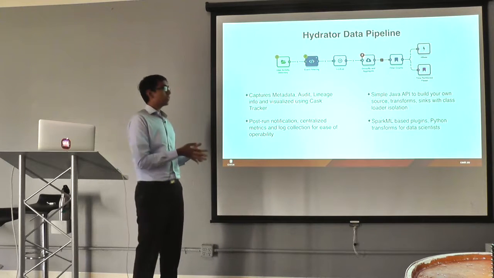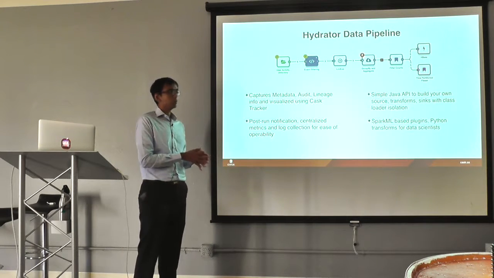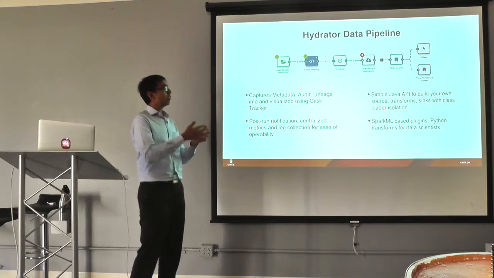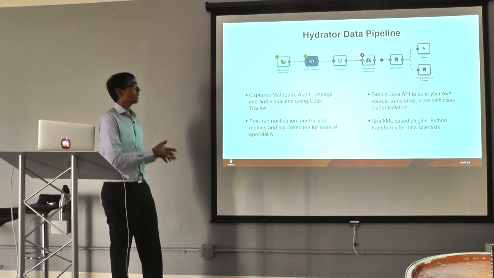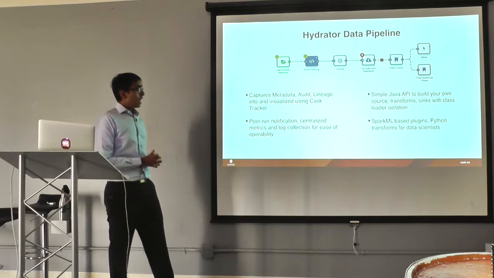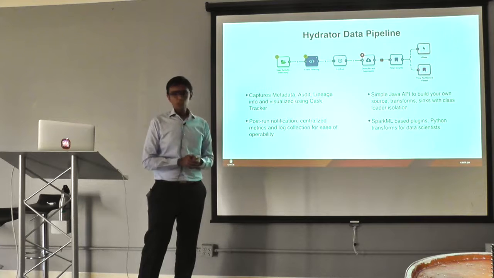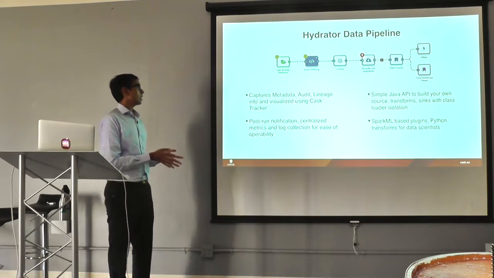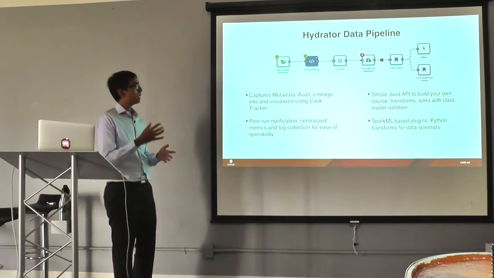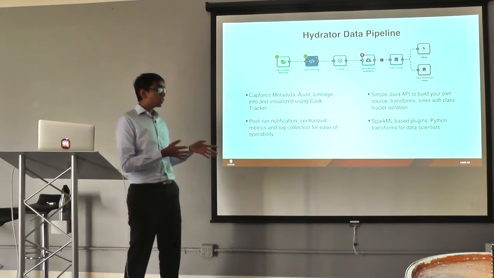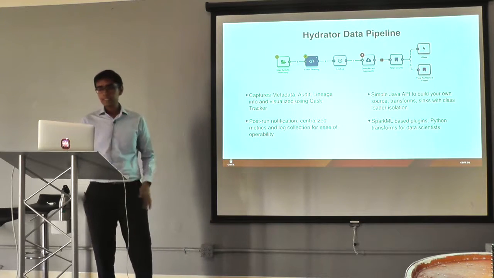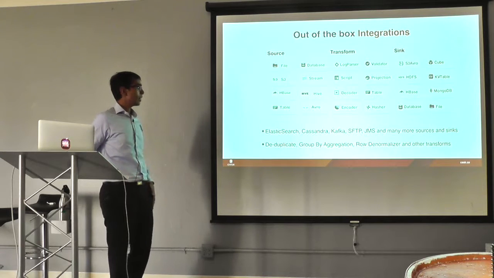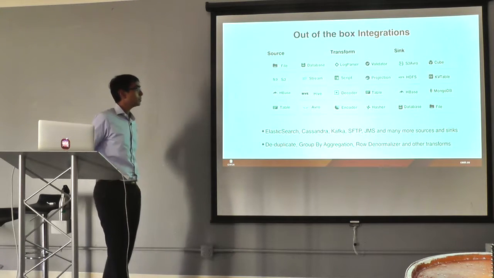And the complete class loader isolation. This is a problem that developers often come across, where they use one particular library and then that conflicts with something else in your pipeline. So we provide complete class loader isolation. And there are also some Spark ML-based plugins that you can drop in to build machine learning models, and you can also classify data using the pre-built models. And there are also Python transforms that can be readily used by data scientists. So this is just a flavor of some of the out-of-the-box integrations that we have, like Elasticsearch, Cassandra, Kafka, and so on.